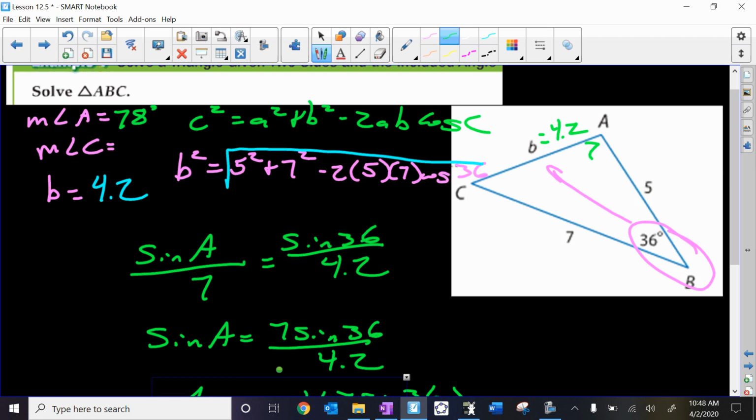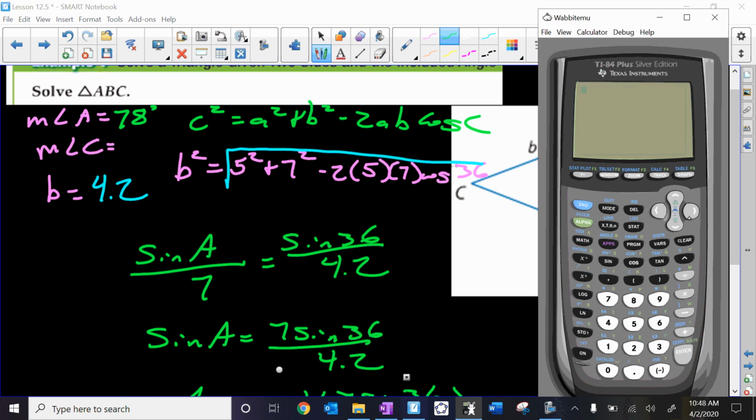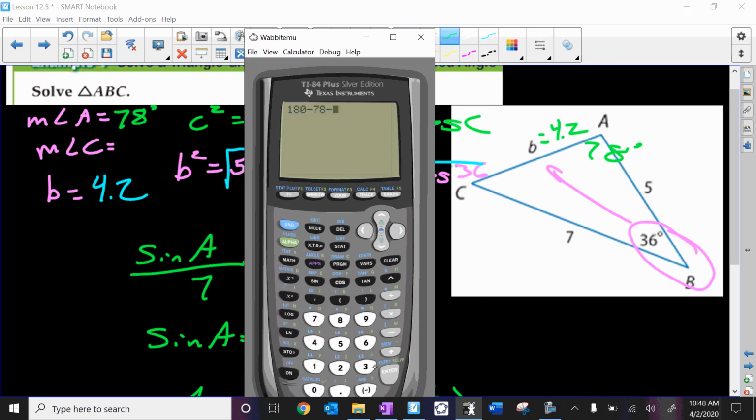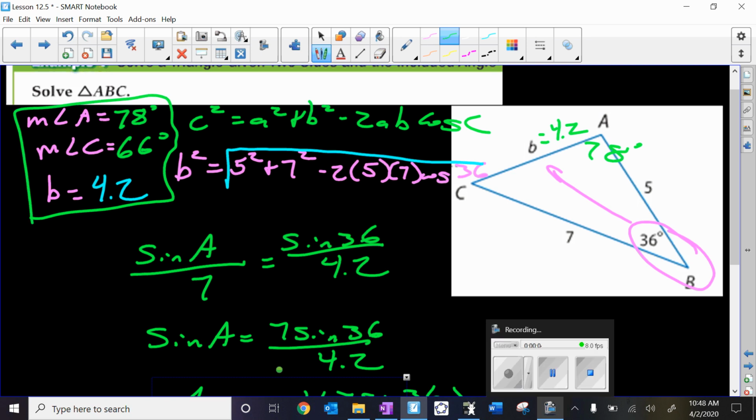Now that I know that angle A is 78 degrees, we should be able to find angle C by just subtracting from 180, which gets us, let's actually do this quick, 180 minus 78 minus 36 gets us an angle measure of 66 degrees. And there would be all the answers to solve the triangle.